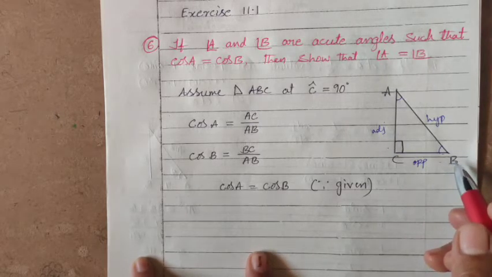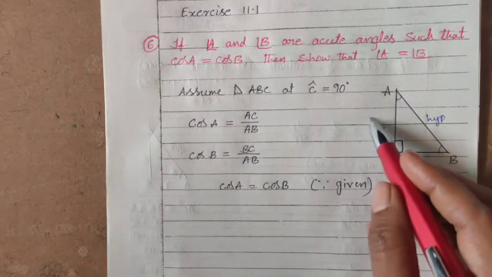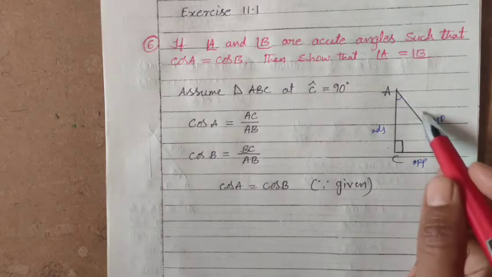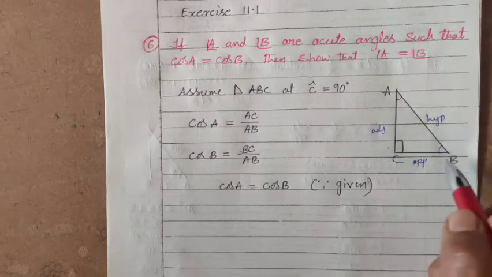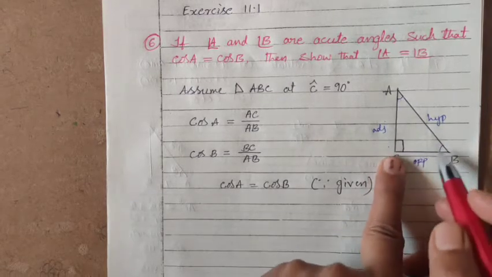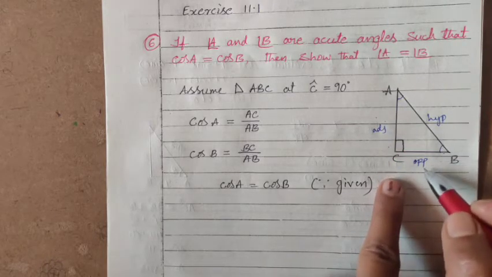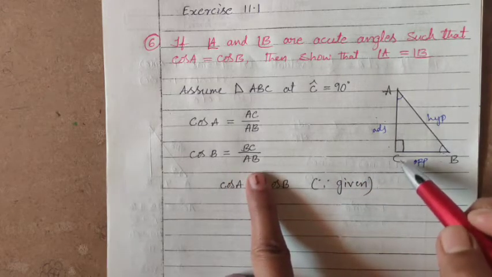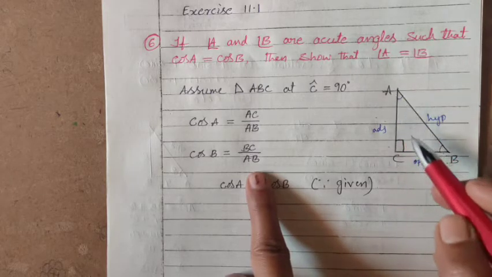Now we take angle B, cos B. What is cos B? When we take angle B, the side opposite of angle B is the opposite side, and the other side will be the adjacent side. Then cos B is equal to adjacent divided by hypotenuse. Observe this one, the adjacent side is BC divided by AB.